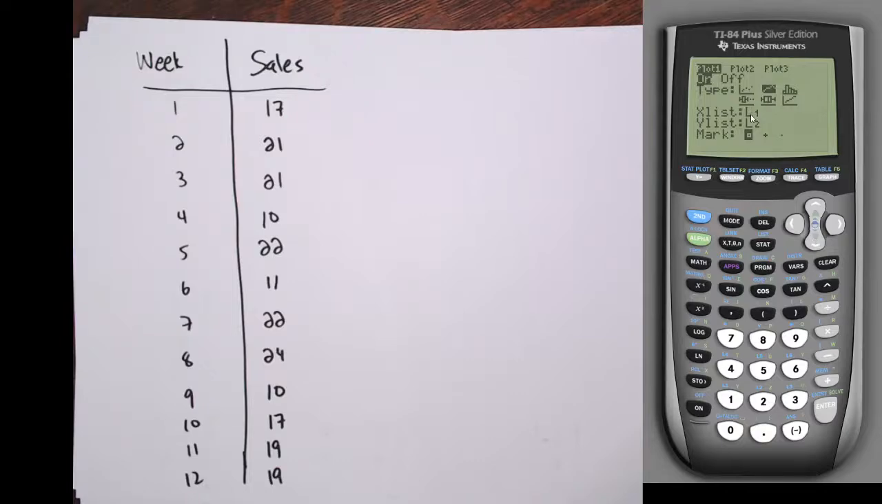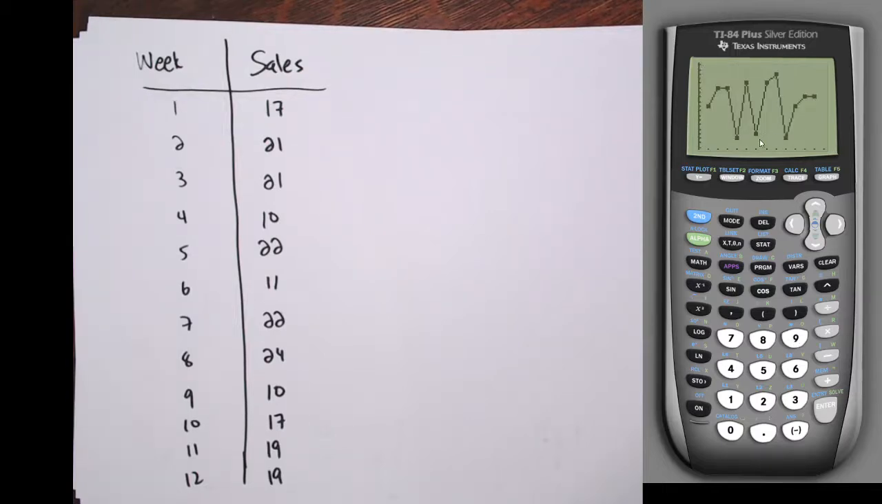Then list 1 for my x values, or whatever list you put the weeks in for the horizontal axis values. And then for the Y list, or the vertical axis values, whatever list you put sales in. All right, and then what do you want the mark to look like? It doesn't matter, right? So then I get out of here, hit zoom, and then the number 9 for zoom stat, and there we go.